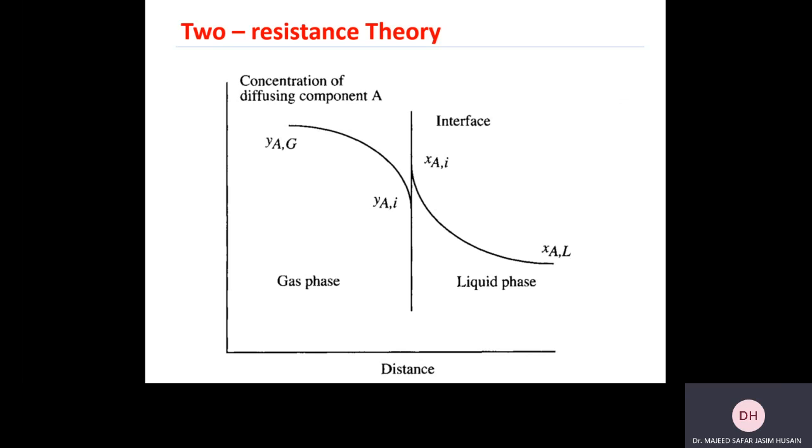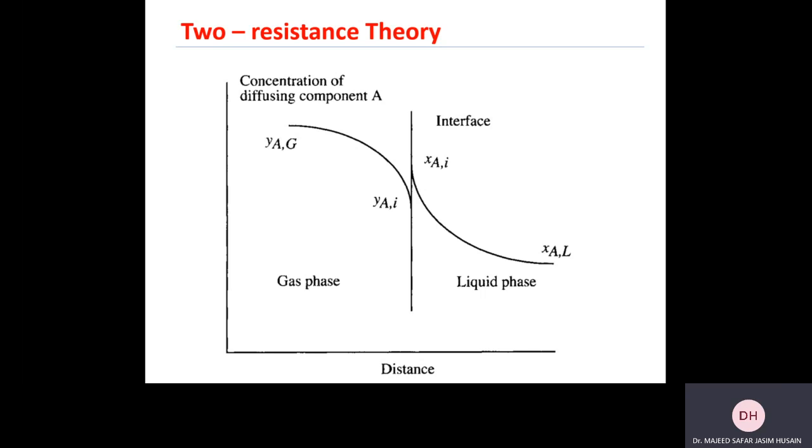Now I'll show you, this is a very nice graph. It shows you the concentration on the y-axis against distance on the x-axis. So there is a vertical line in the middle. This vertical line is called the interface. There is gas phase on your left and liquid phase on your right.